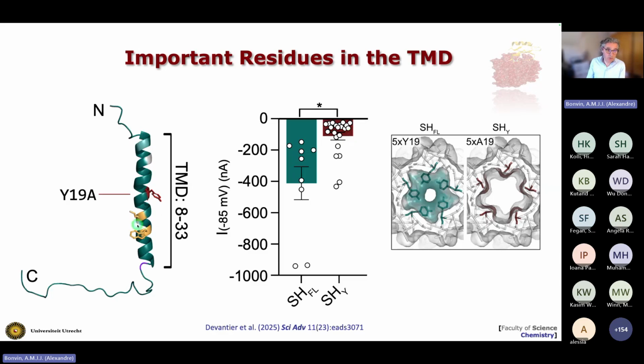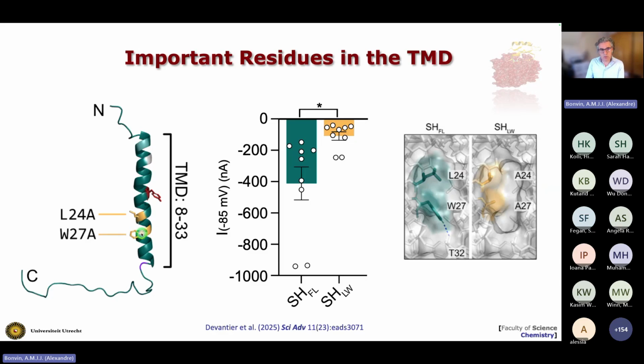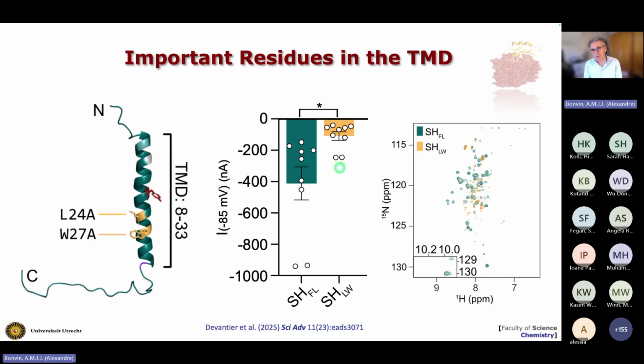Tryptophan is also found in the channel. The tryptophan has a different role. If you mutate it, you lose conductivity, but you don't lose it because the channel is not functional. You see it by NMR, because it's not forming alpha helices anymore. So basically you have disrupted the pentamer by doing this mutation. So that's an important residue to stabilize the pentamer.